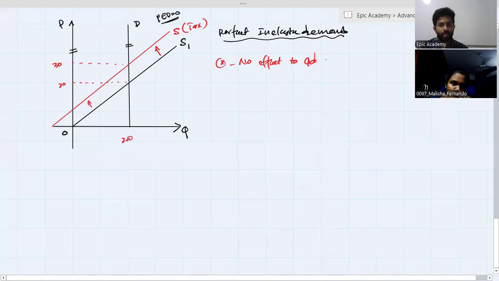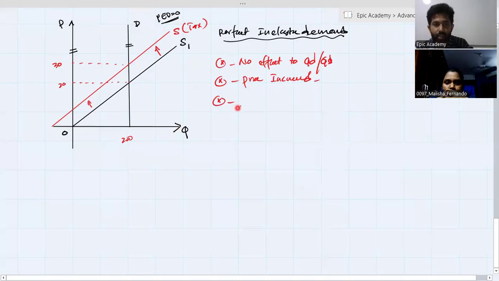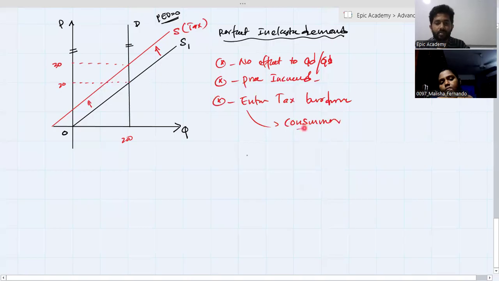Quantity supplied and quantity demanded are similar. But the price increases. That happened. So who will be the owner of this entire tax burden? The entire tax burden goes to the consumer. There's no effect for the supply. The entire tax burden goes to the consumer. This area is the tax burden for the consumer.